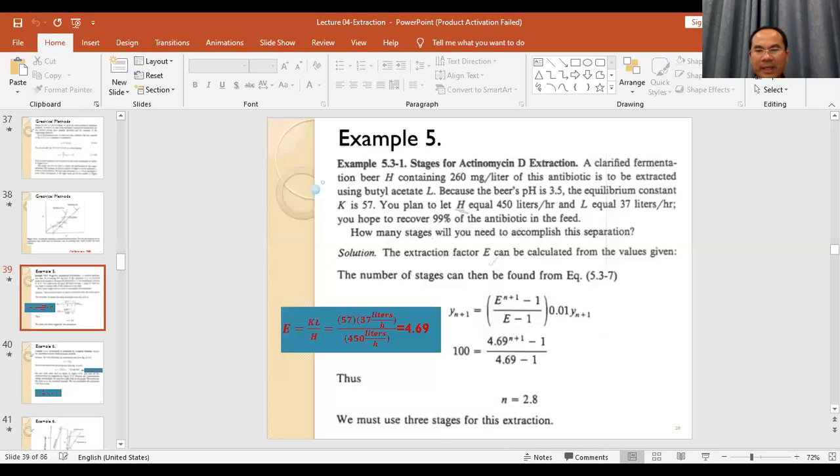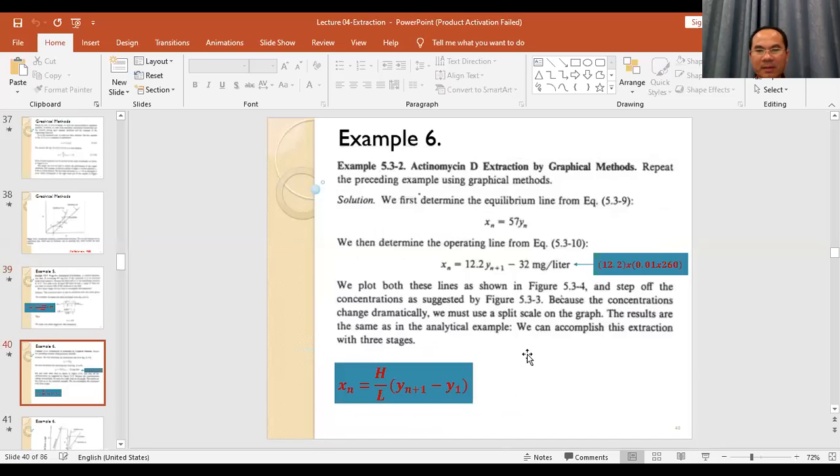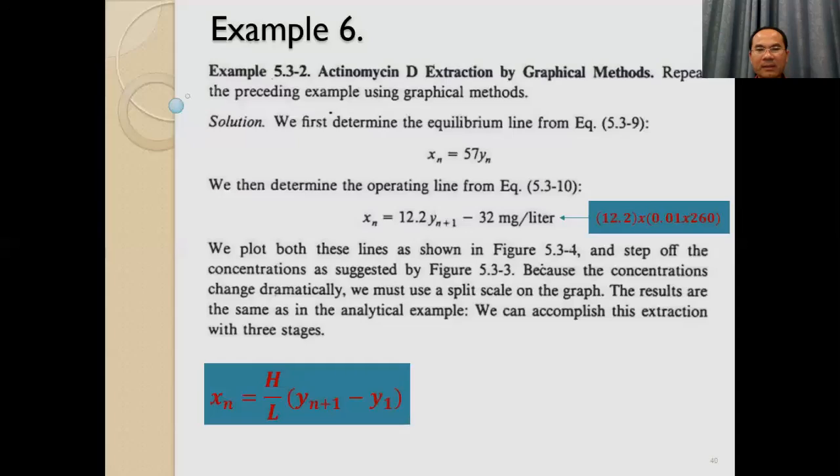It's about 2.8. It's the same answer. That's about 2.8 for the graphical method. It's approximately 3. That's right. It's the same.